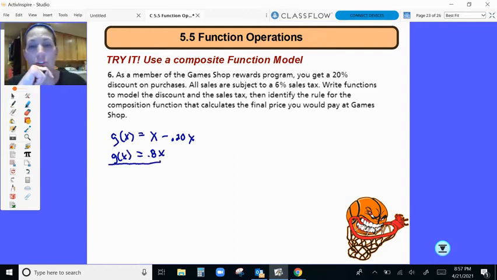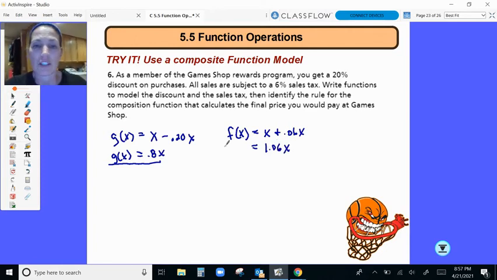All sales are subject to a 6% sales tax. So that's going to be my f of x. That's going to be my price plus my 6%, so 0.06x. So that total is going to be 1.06x. That's my sales tax. Okay. Write functions to model the discount and the sales tax. That's what we just did here, the discount and my sales tax.